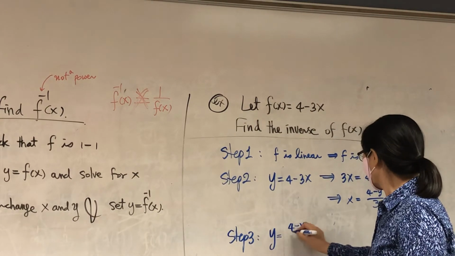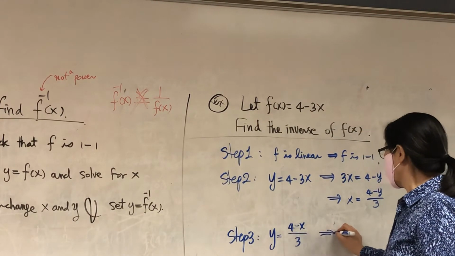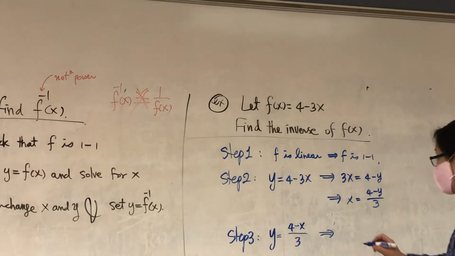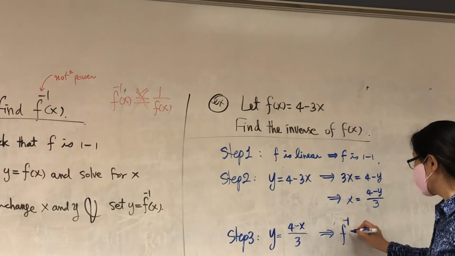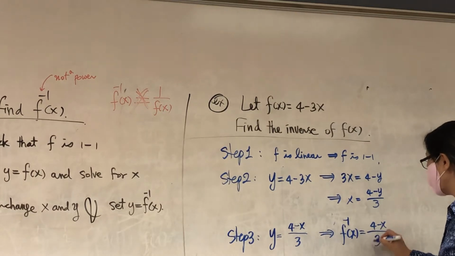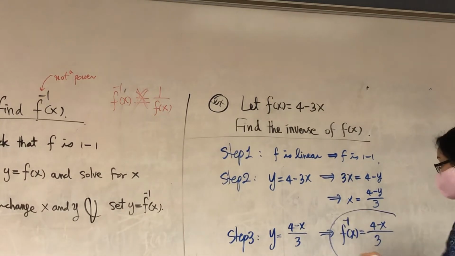So what? Y equals 4 minus x over 3. And then set y as f inverse x. So this is your answer, right? This is your answer. Question: what type of function is it? What's the name of this function?